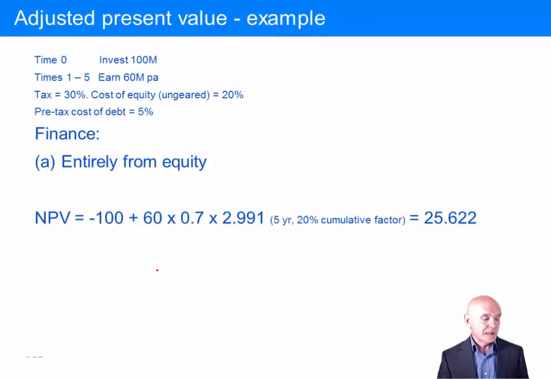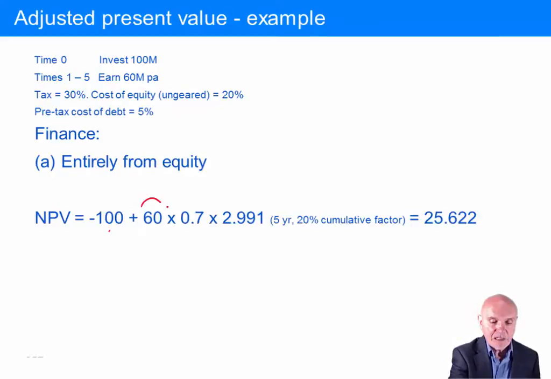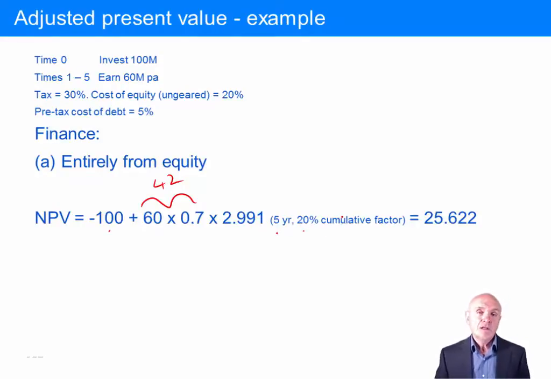And it's this, basically. So here we have the 100 million going out. We have the 42 million coming in, and this 2.991 is the 5-year 20% cumulative factor. You are given cumulative and single year discount factors in the exam, and this is the 5-year 20% cumulative factor. So here the net present value is 25.622. And of course you go for that project, there's no problem.